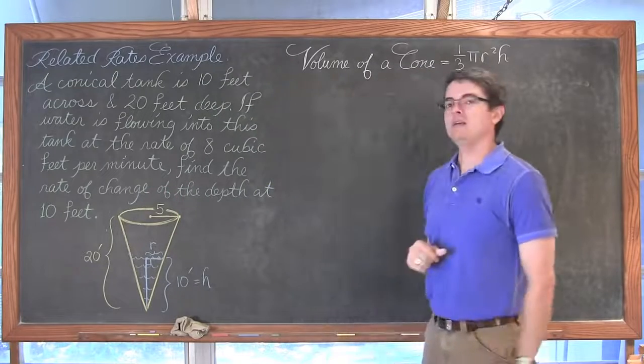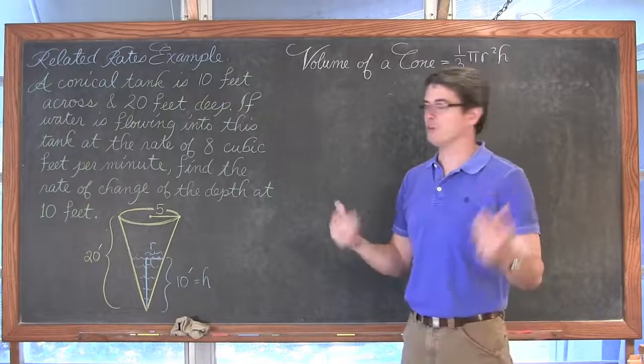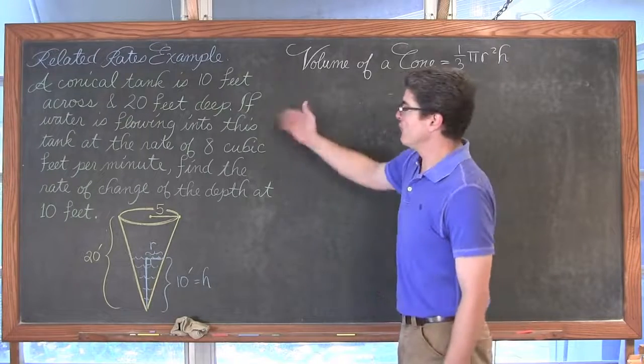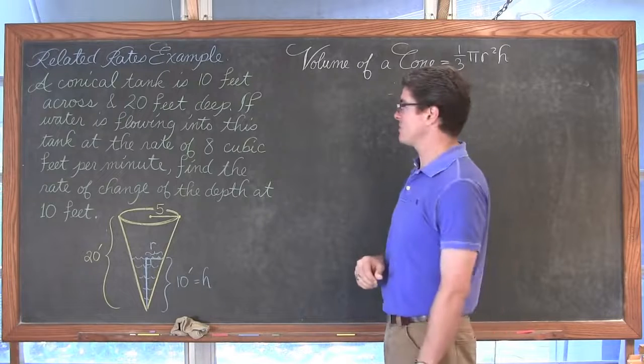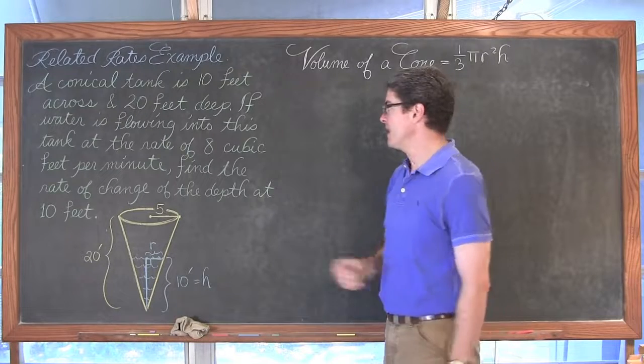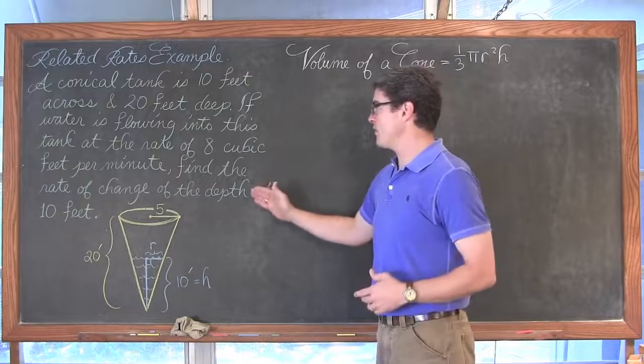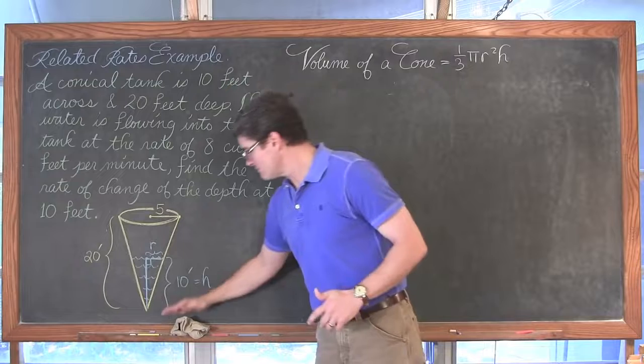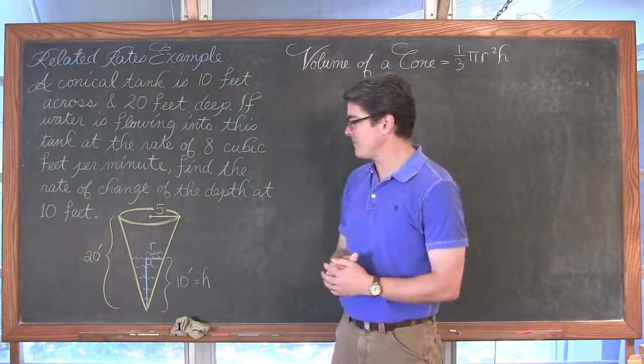So a conical tank is 10 feet across, of course it could be any fluid, and 20 feet deep. If water is flowing into this tank at the rate of 8 cubic feet per minute, find the rate of change of the depth of the water when the water has reached a fixed depth of 10 feet.